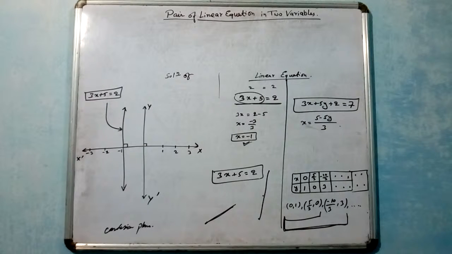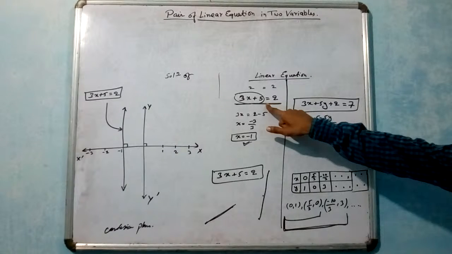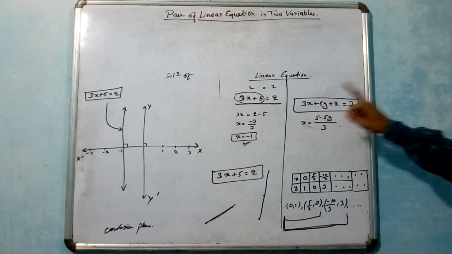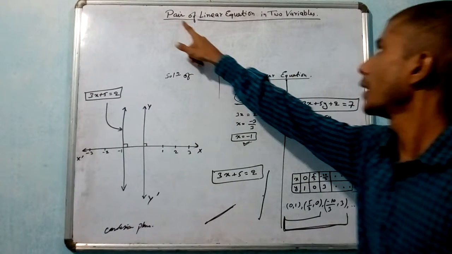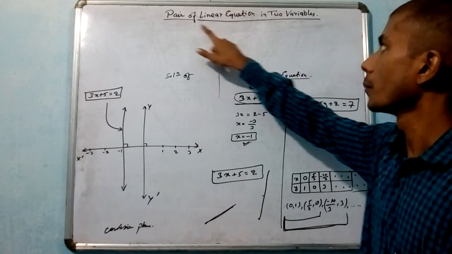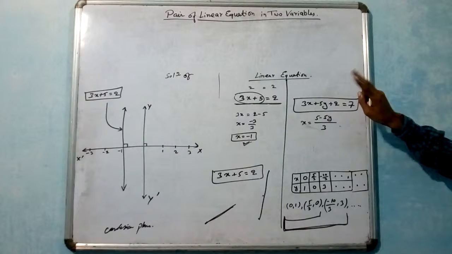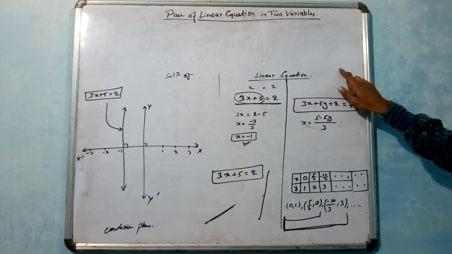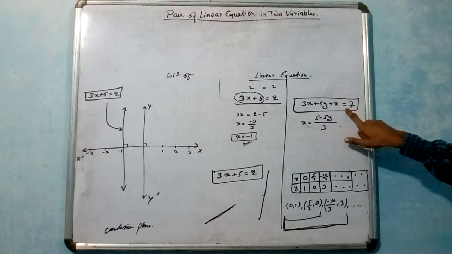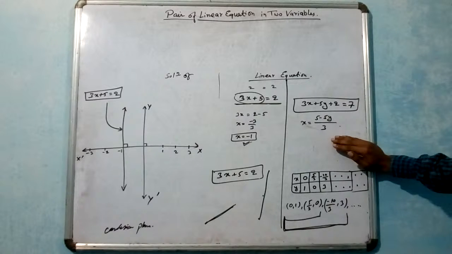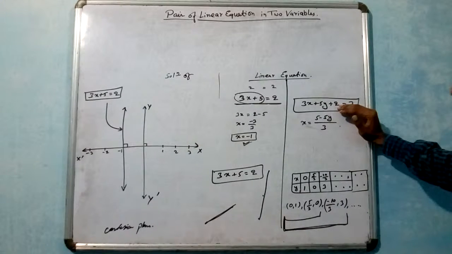So this is clear, linear equation in one variable. We discussed linear equation in one variable, a single equation, and linear equation in two variables, a single equation. Fine. Now we will come to a pair of linear equations. A pair of linear equations means two linear equations in two variables are given. But till now we have not discussed a pair of linear equations, only a single equation.